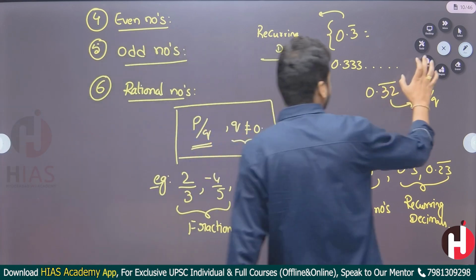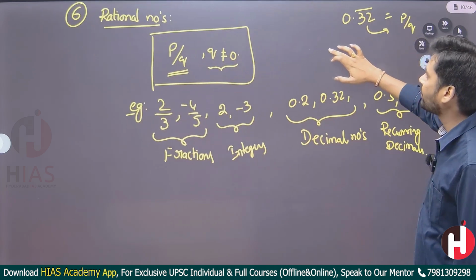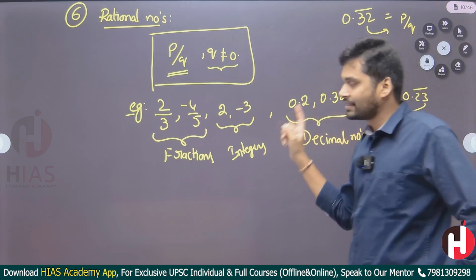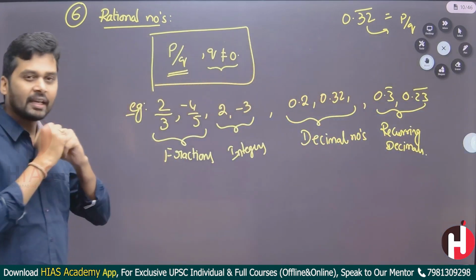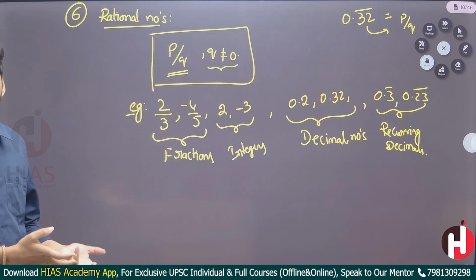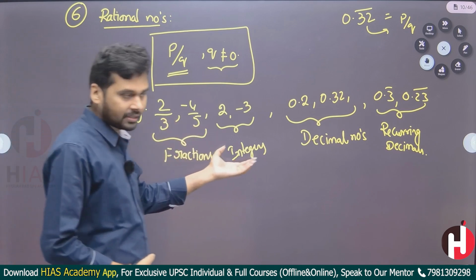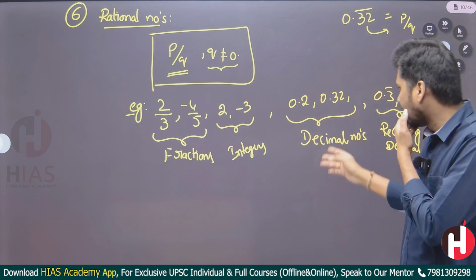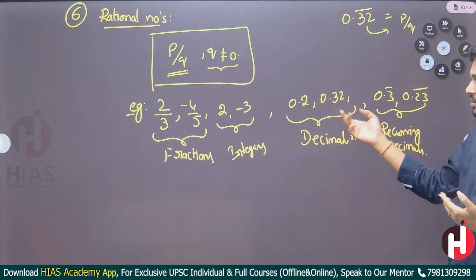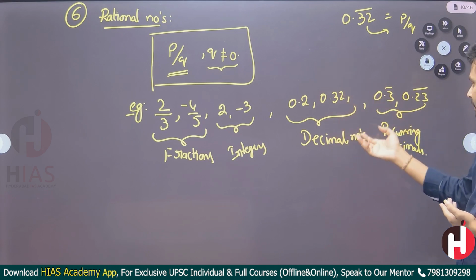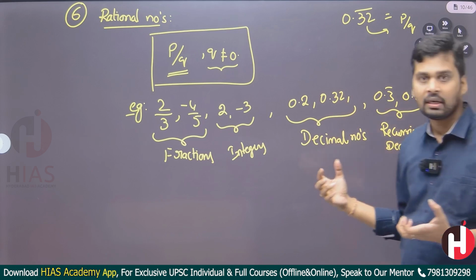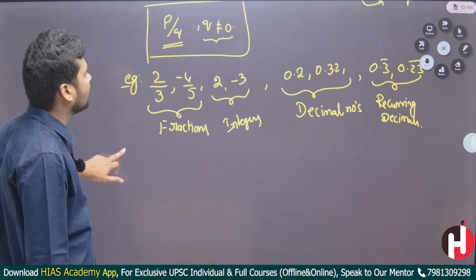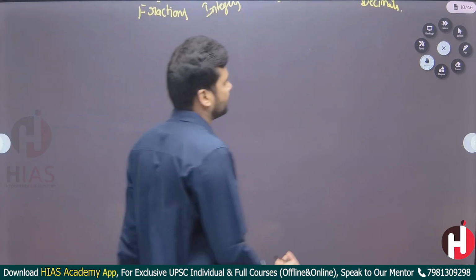So the basic definition of a rational number: any number which can be written in the form of P by Q, where Q is not equal to 0, is called a rational number. Examples: any fraction values, which are already in the form of P by Q, and integer numbers, which we can write as divided by 1. Next, any decimal number can be considered as P by Q. So all these numbers are rational numbers, and even recurring decimals are rational numbers. Clear? Right, so rational numbers are completed. Then the next one is irrational numbers.